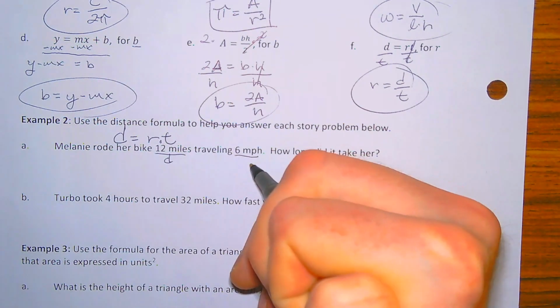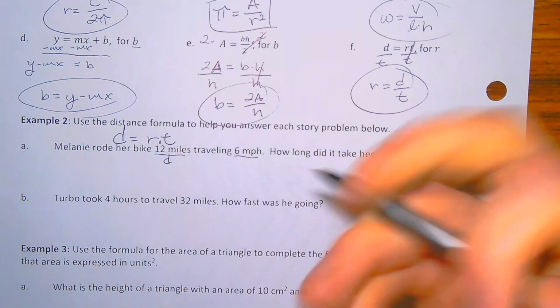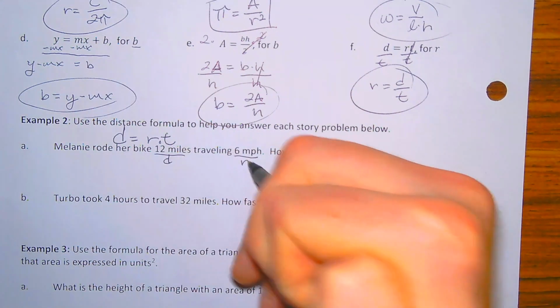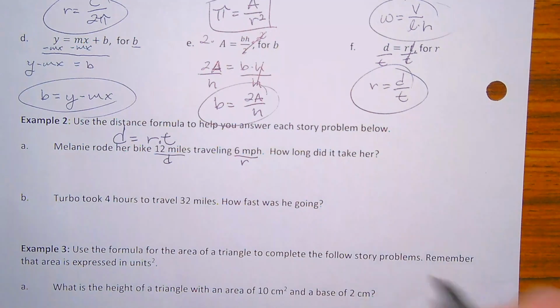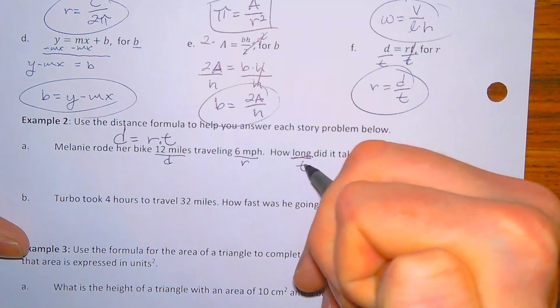Traveling 6 miles per hour. Now, per hour, it basically is telling you that it's a speed. Rate is your speed, so I want to put an R right here. And how long did it take her? Well, length, or length of time, is going to be our T.